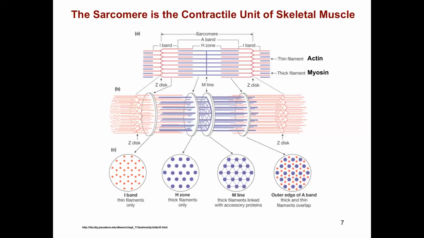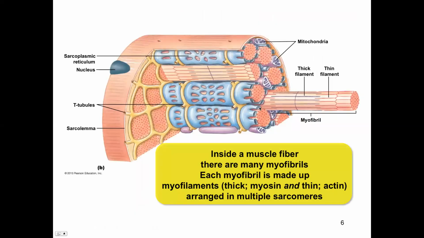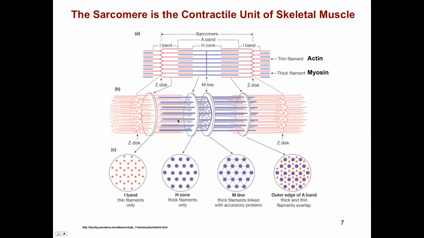Now, notice that the I band will extend into the next sarcomere, because these sarcomeres, as you can see here, are sort of stacked end to end to end to end within the myofibril. And then here you can see it in 3 dimensions. You can see how these are arranged in these cylindrical kind of structures. And what's going to happen when the muscle contracts is that the sarcomere is going to shorten, and these thick and thin filaments, the actin and the myosin, are going to slide past each other.